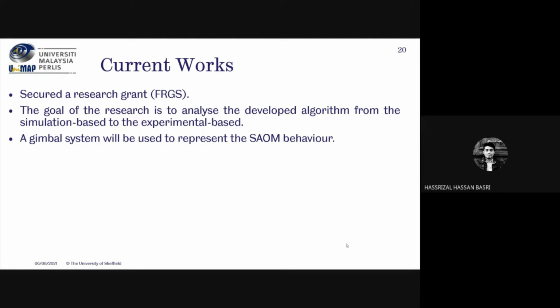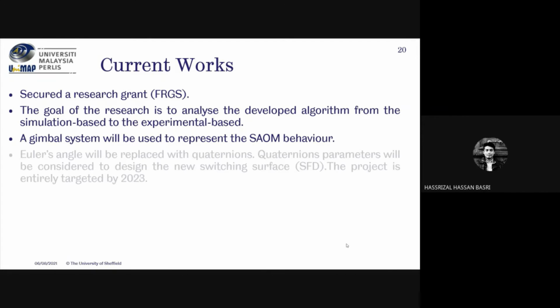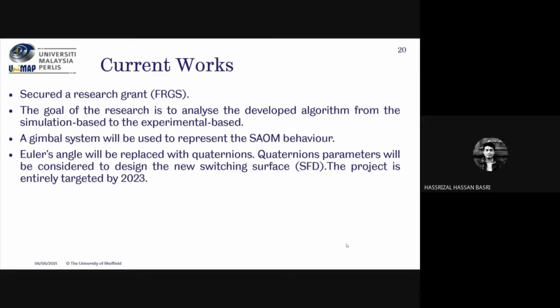Currently I have a master student, Muhammad Amin, who developed the gimbal system from scratch. So hopefully by next year we can test my method on the real gimbal system, inshallah. I also need another student to do this project for my FRGS. If we go back here, the Euler angles will be replaced with quaternions. The quaternion parameters will be considered to design the new switching function. The project is targeted to finish by 2023.